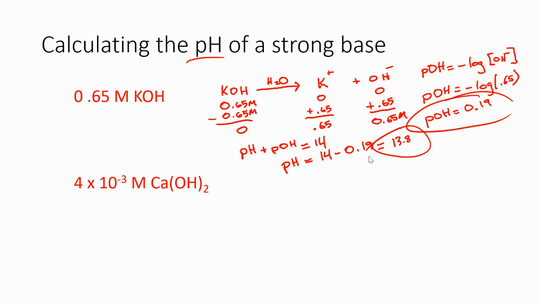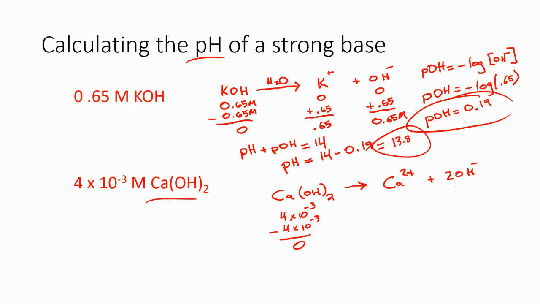Here's the only catch. If you look at something like calcium hydroxide in the next problem, when calcium hydroxide breaks up in solution, it breaks up into Ca2 plus and 2OH minus. And it turns out that coefficient is very important. Yes, all of this base will break up. It's a strong base. We're going to be left with none of it intact at the end of the process.